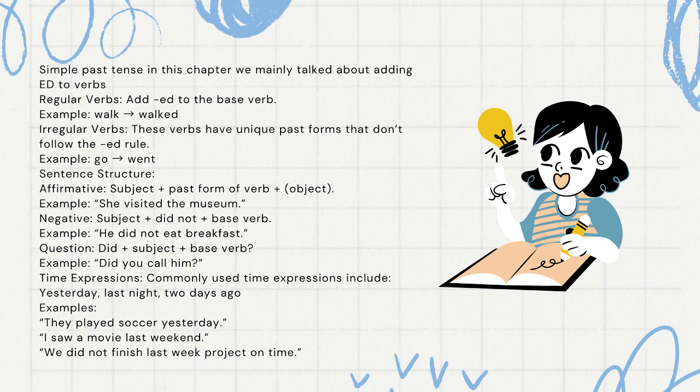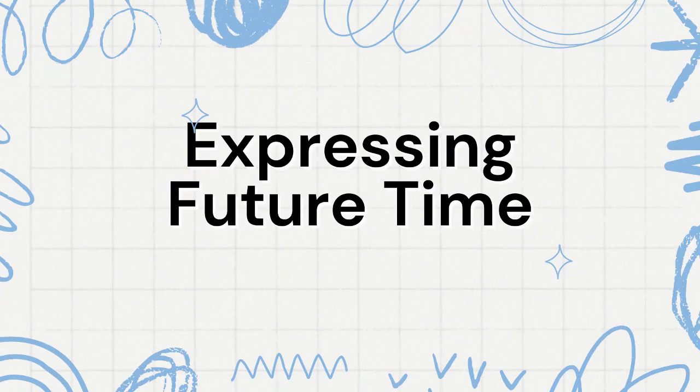Negative, subject plus did not plus base verb. For example, he did not eat breakfast. Question, did plus subject plus base verb. Example, did you call him? Time expressions. Commonly used time expressions include yesterday, last night, 2 days ago. Example, they played soccer yesterday. I saw a movie last weekend. We did not finish last week's project on time.